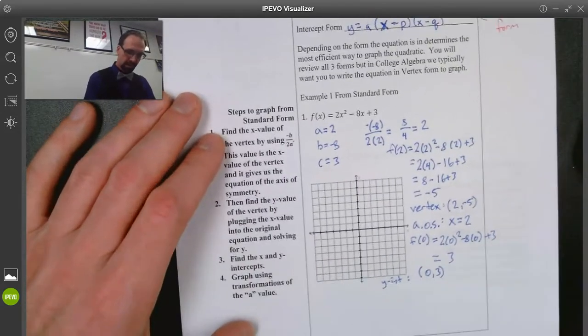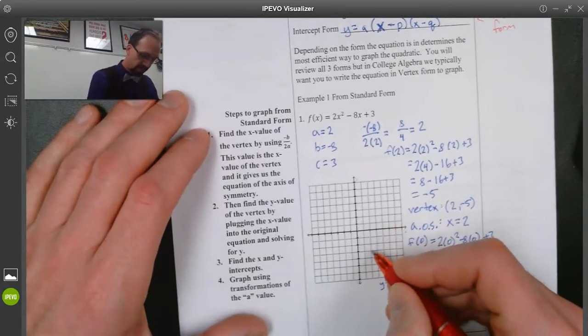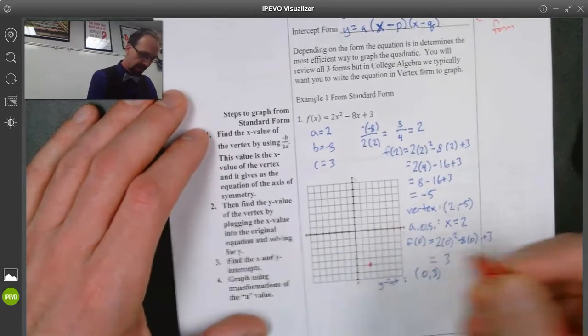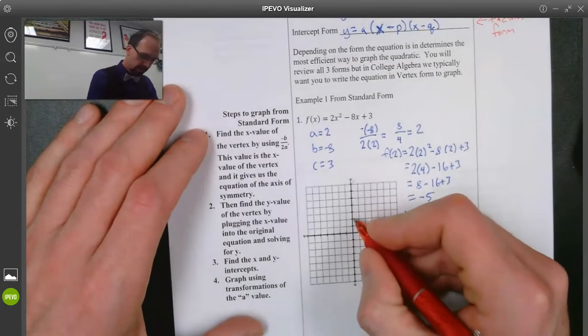Let's go ahead and plot some of these points here on this graph. So my vertex is at 2, negative 5. 1, 2, 3, 4, 5. So I'm going to plot these points and then graph. And then 0, 3: 1, 2, 3.